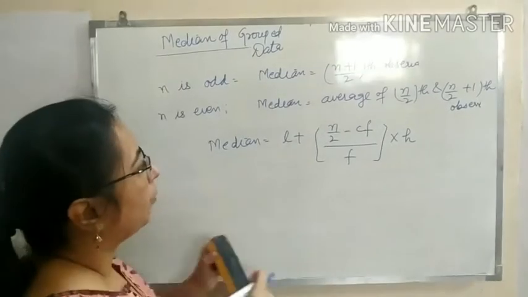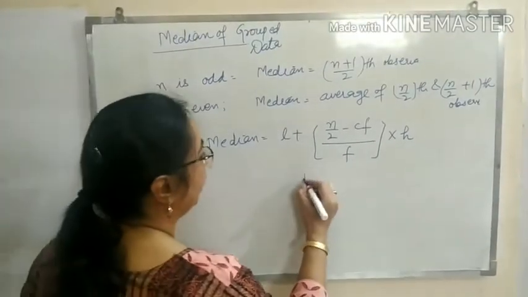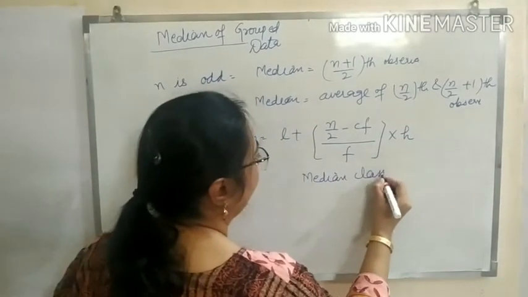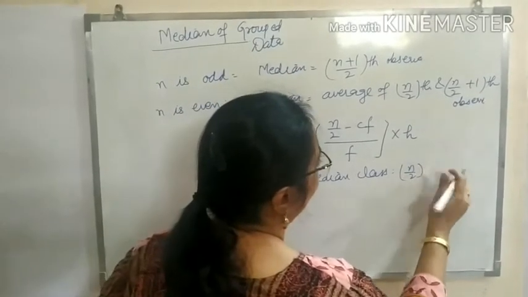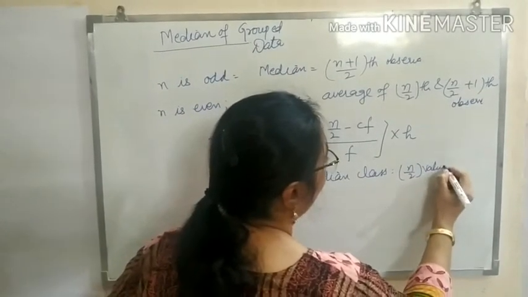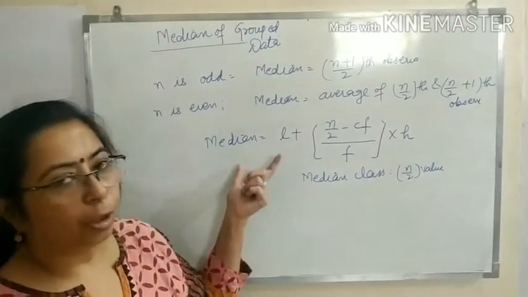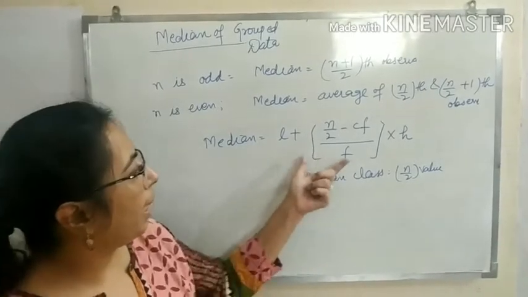Now again for this formula we need a median class. From where will we get the median class? We will find the n by 2 value, and that will give us the median class. When we do the question, it will be more clear, because we need cumulative frequency also for this. So you just memorize this formula.